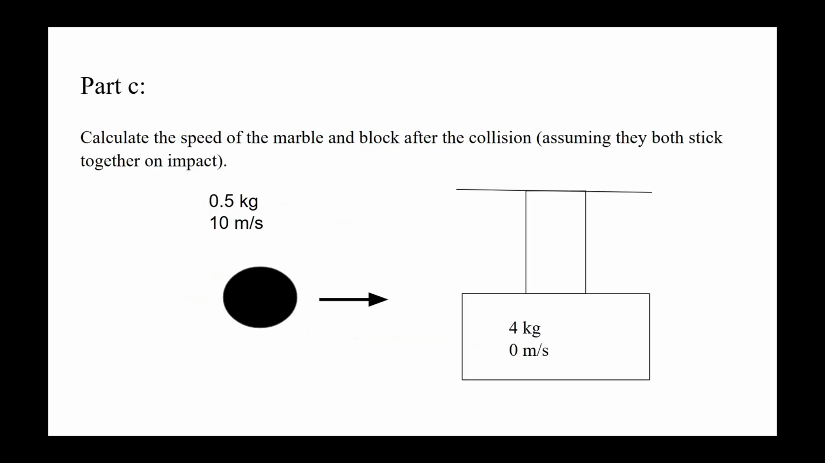Part C, this is where it gets more difficult, where you need to start using much more complex formulas like the conservation of momentum formula. So we have to calculate the speed of the marble and the block. Remember, the marble and the block have a combined mass of 4.5 kilograms. So your new mass for this portion of the FRQ will be 4.5 kilograms. And you need to calculate the speed of the marble after the collision. And again, assuming they both stick together on impact, their total mass will be 4.5 kilograms.